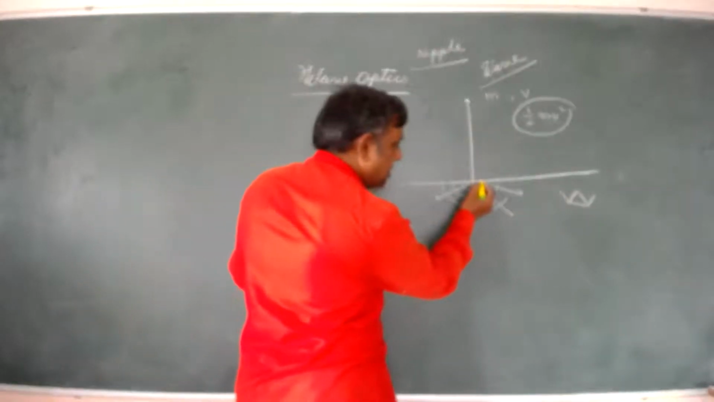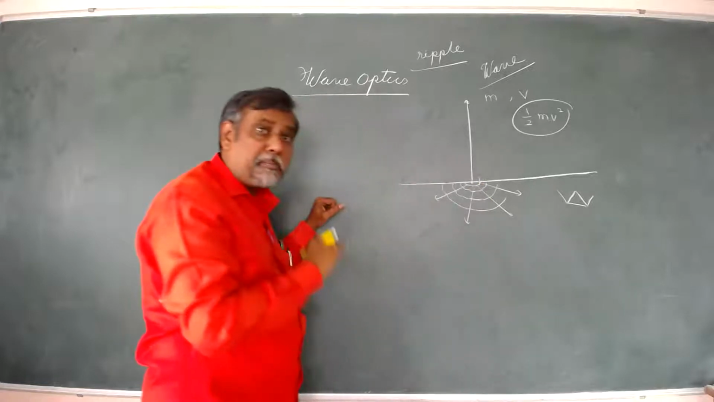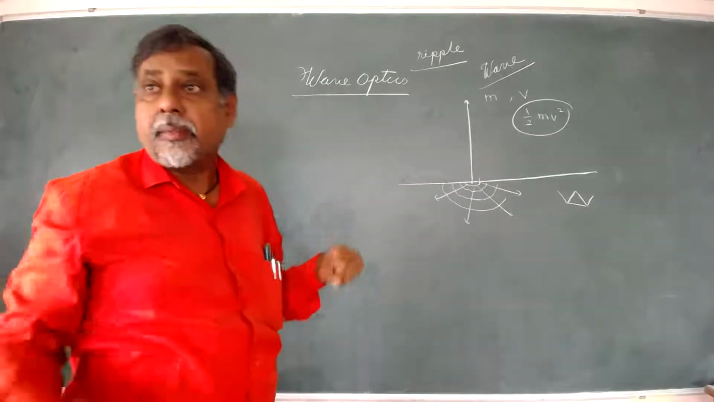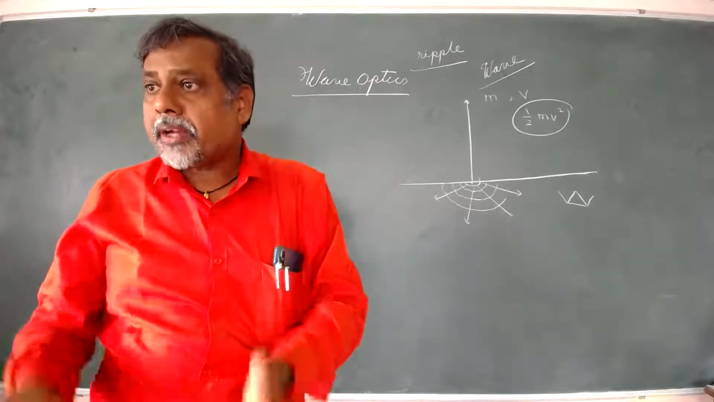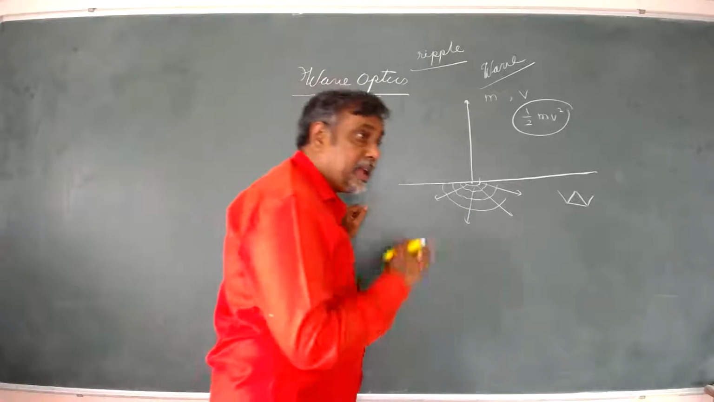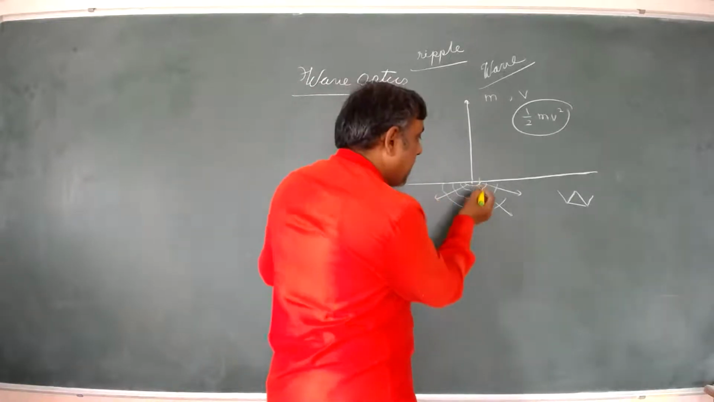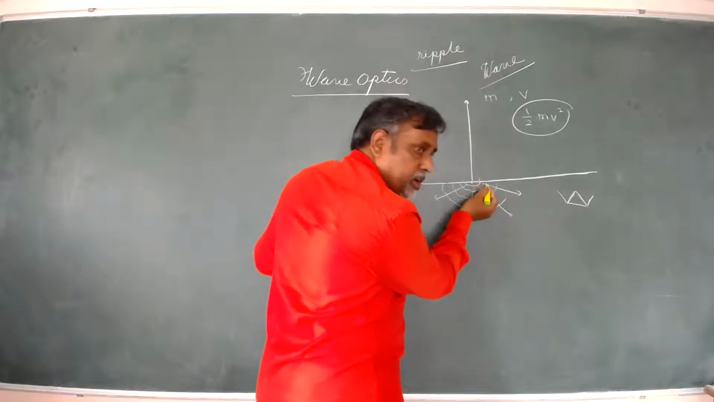Look at this. Here you see, this is the medium particle. This medium particle is vibrating. But this medium particle will not go anywhere. Remember, the medium particle will not go anywhere. The medium particle will simply be vibrating up and down. But ultimately, energy will be going. In what way? This medium particle will transfer the energy to the next molecule.